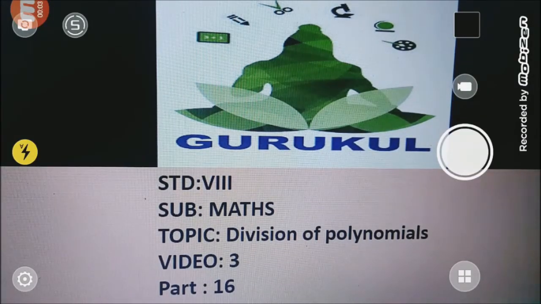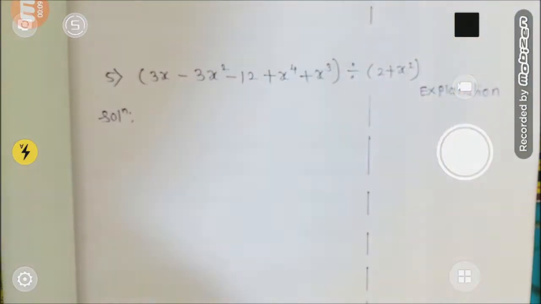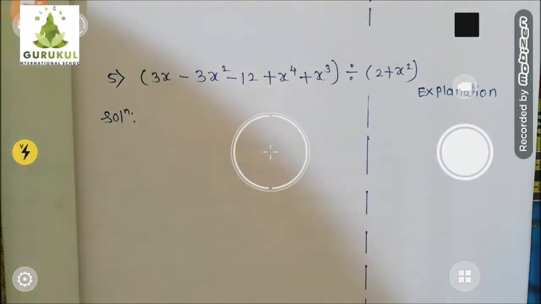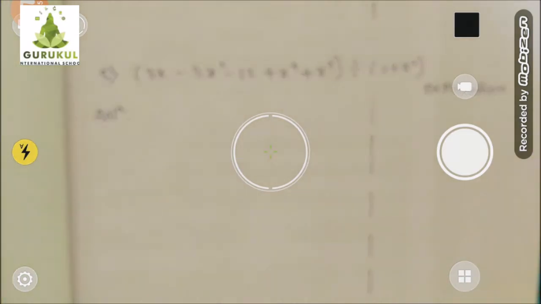Welcome back, children. Let's take one more example. Division of polynomial by binomial. Now I am going to take the fifth example.